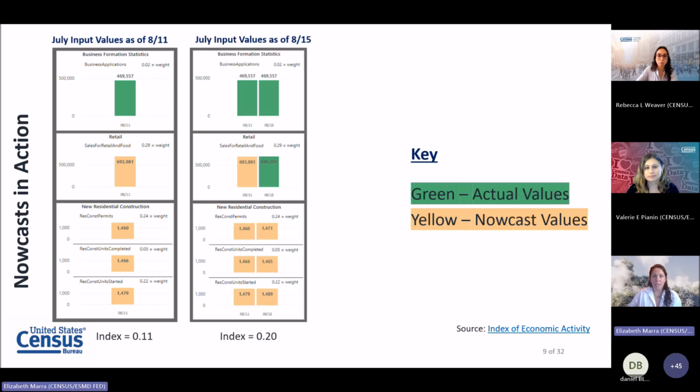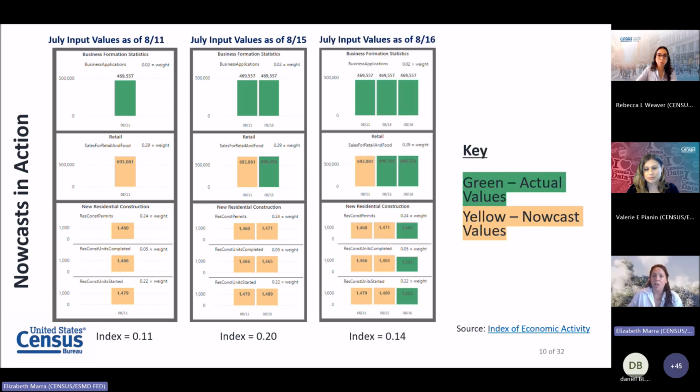On August 15th, we can see that the published value for retail sales was released. So right here, it went from yellow to green, and the rest remain unpublished. So again, we estimated the index. That value changed to 0.2. And then on August 16th, new residential construction was released, and all 3 of those time series were updated with published data. The value of the index again changed to 0.14.